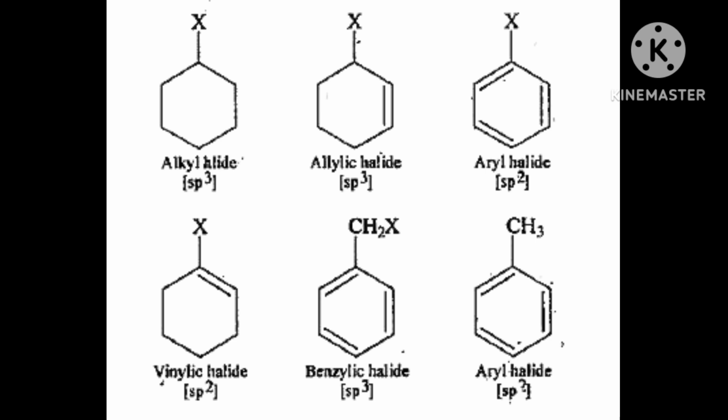What will be the IUPAC name for this? Then very easy. At carbon number 2, chlorine is attached. Then 2-chloro, and after that you write butane. 2-chloro butane. I told you in the IUPAC name, the alkane name is written. Then here it is butane.